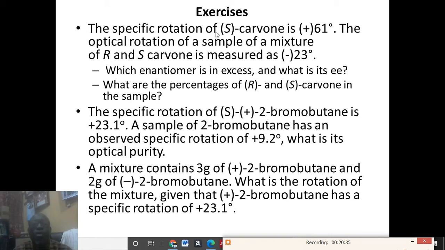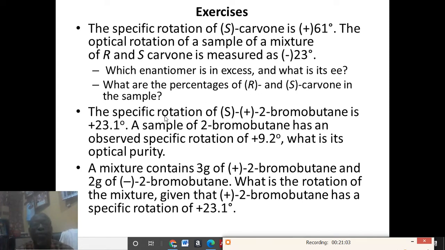1. The specific rotation of S carbon is plus 61 degrees. The optical rotation of a sample of a mixture of R and S carbon is measured as minus 23 degrees. Which enantiomer is in excess and what is its enantiomeric excess? What are the percentages of R and S carbon in the sample?